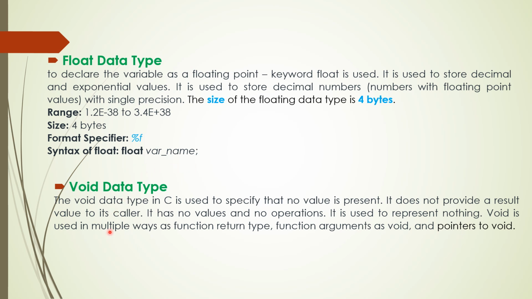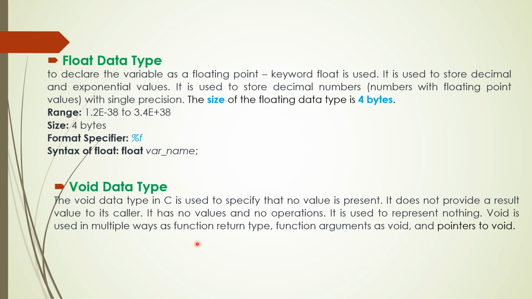And the last one is void. The void data type tells us that there is no value present in it, and it will not return any value at all. It will not do any operation. It has no value, and it will not even return any result to the caller.